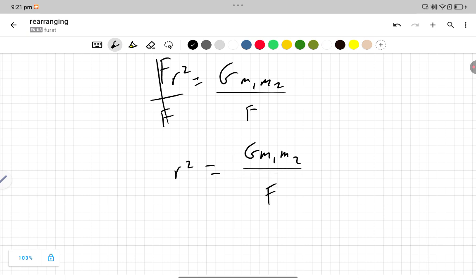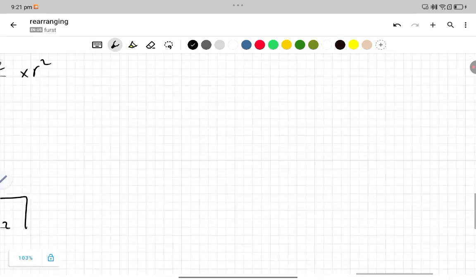And finally, what's happening to r? It's being squared, so we have to take its square root. So taking the square root of both sides, this cancels out, and you've got the square root on the right hand side. We made r the subject successfully. Okay, and one more.